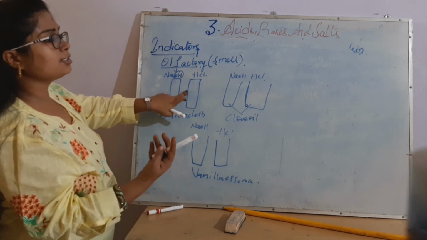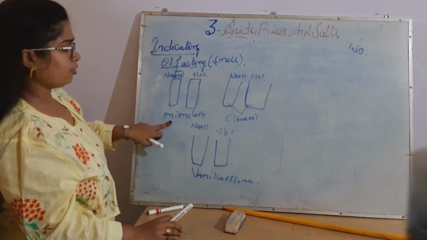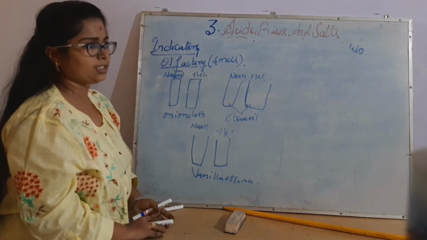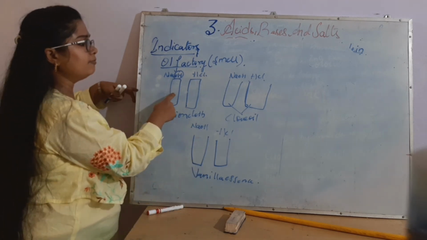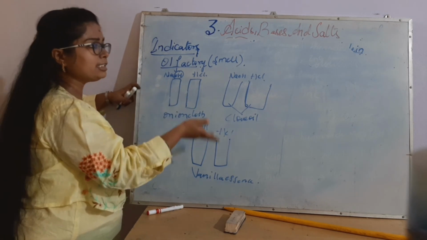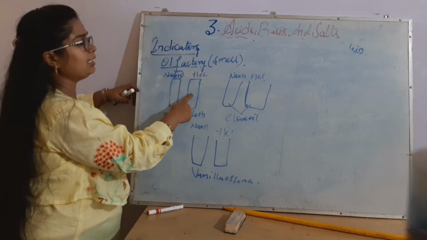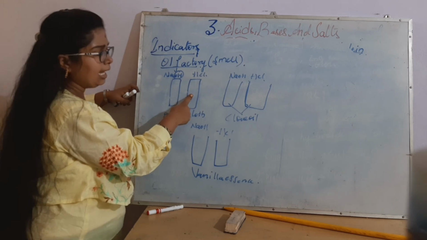But with HCl, it does not change any smell. So, to the cotton cloth, if you don't know what substance it is, whether it is an acid or a base, if you add that substance and it changes its smell, then you can say it's a base. When it does not change its smell, it is said to be acid.